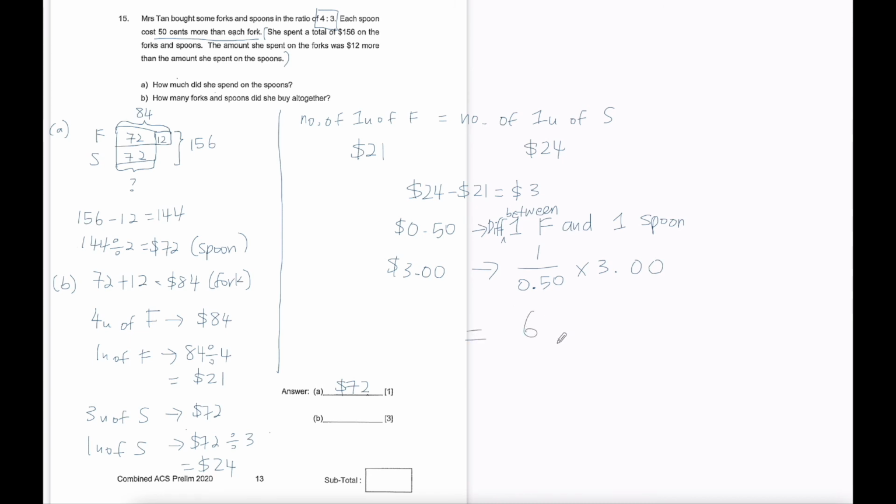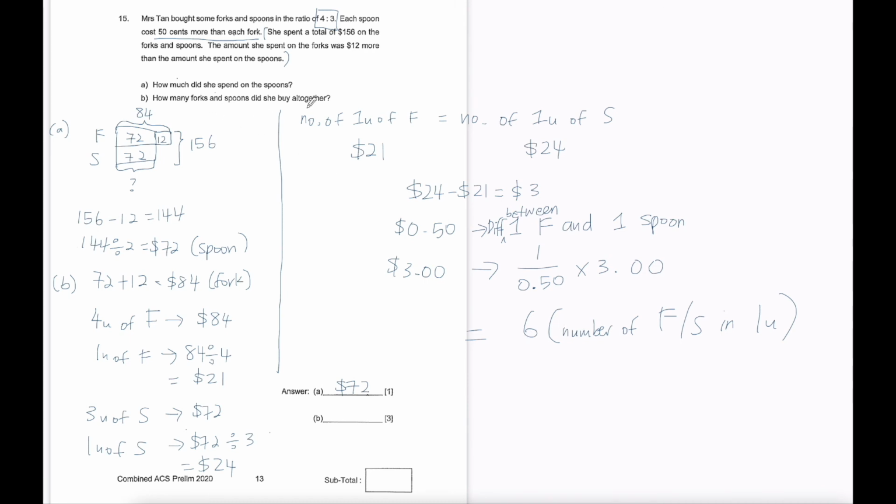Okay? So this is the difference between, so this is, it's not the difference anymore. It's the number of fork or spoon in 1 unit. Okay? So remember, 1 unit is the same. So it's a bit complicated, so you slow down and watch this, okay?